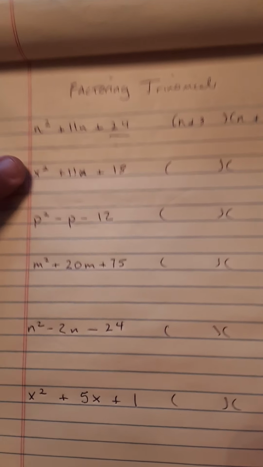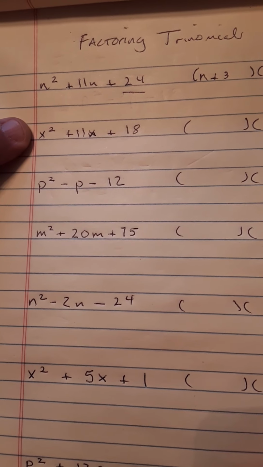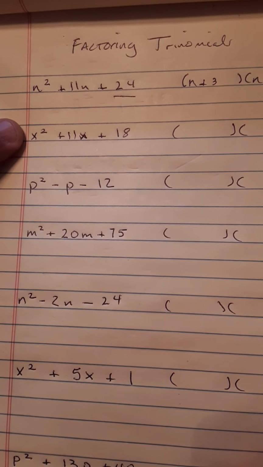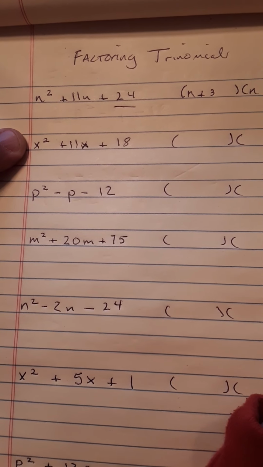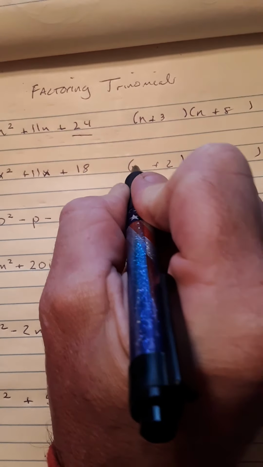I'm going to jump down to the next one. X squared plus 11x plus 18. What things multiplied give you 18? 1 and 18, 3 and 6, 2 and 9. Oh, 2 plus 9 gives you 11. So I'm going to put a 2 there, a 9 there, a plus sign. Once again, I got x.